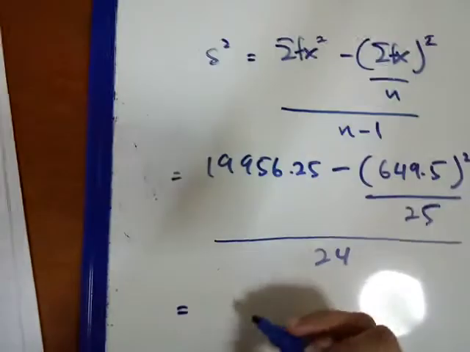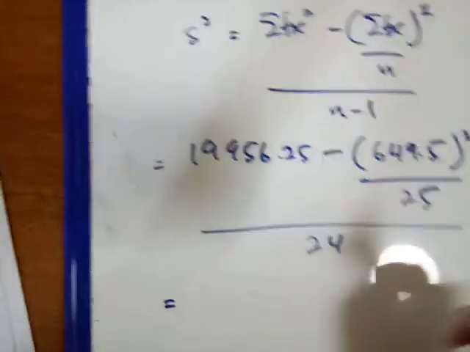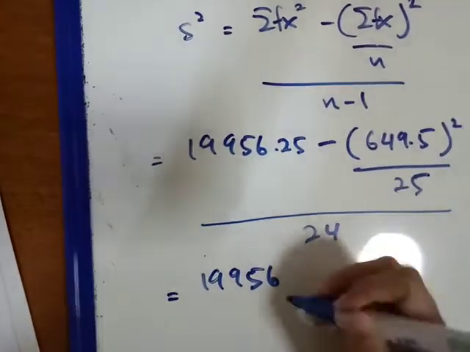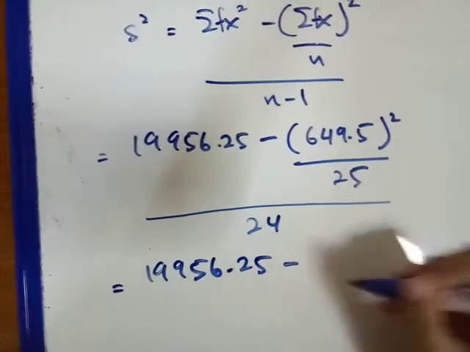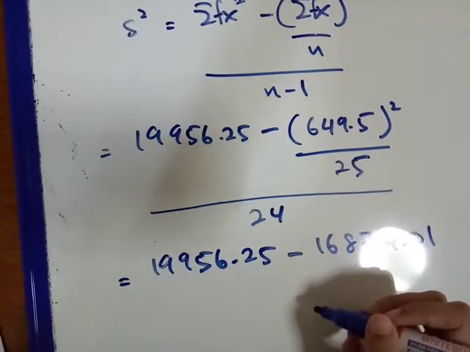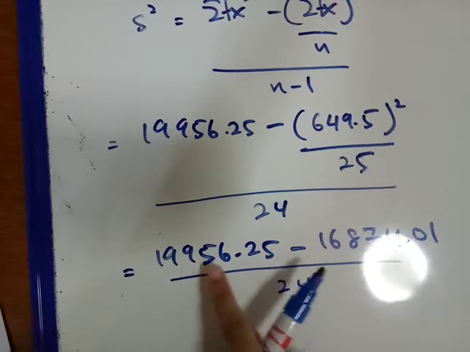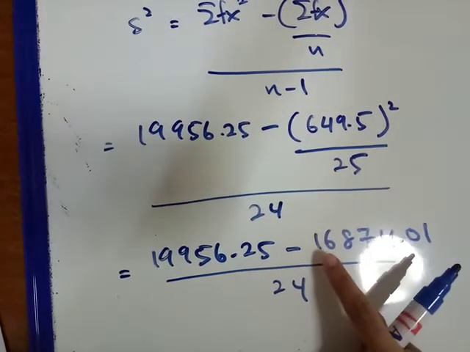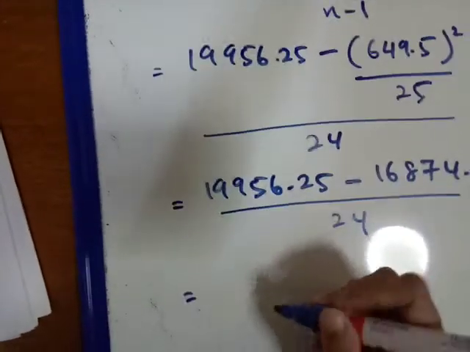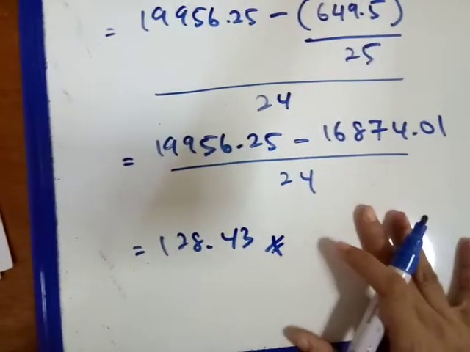So, calculate. 649.5 squared divided by 25, what do you get? 16874.01. Then divide by 24. Do you understand? Then 19956.25 minus 16874.01, divided by 24, you will get the answer, which is 128.43. This is the answer.